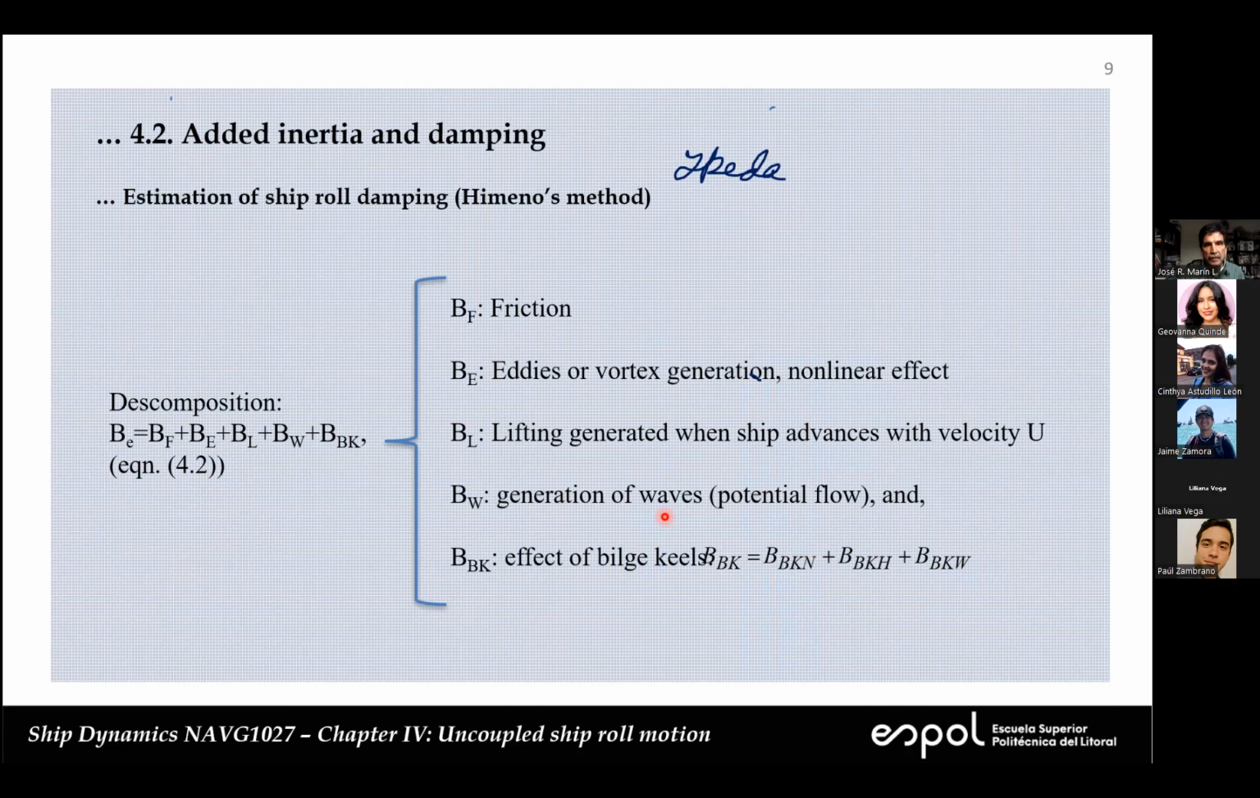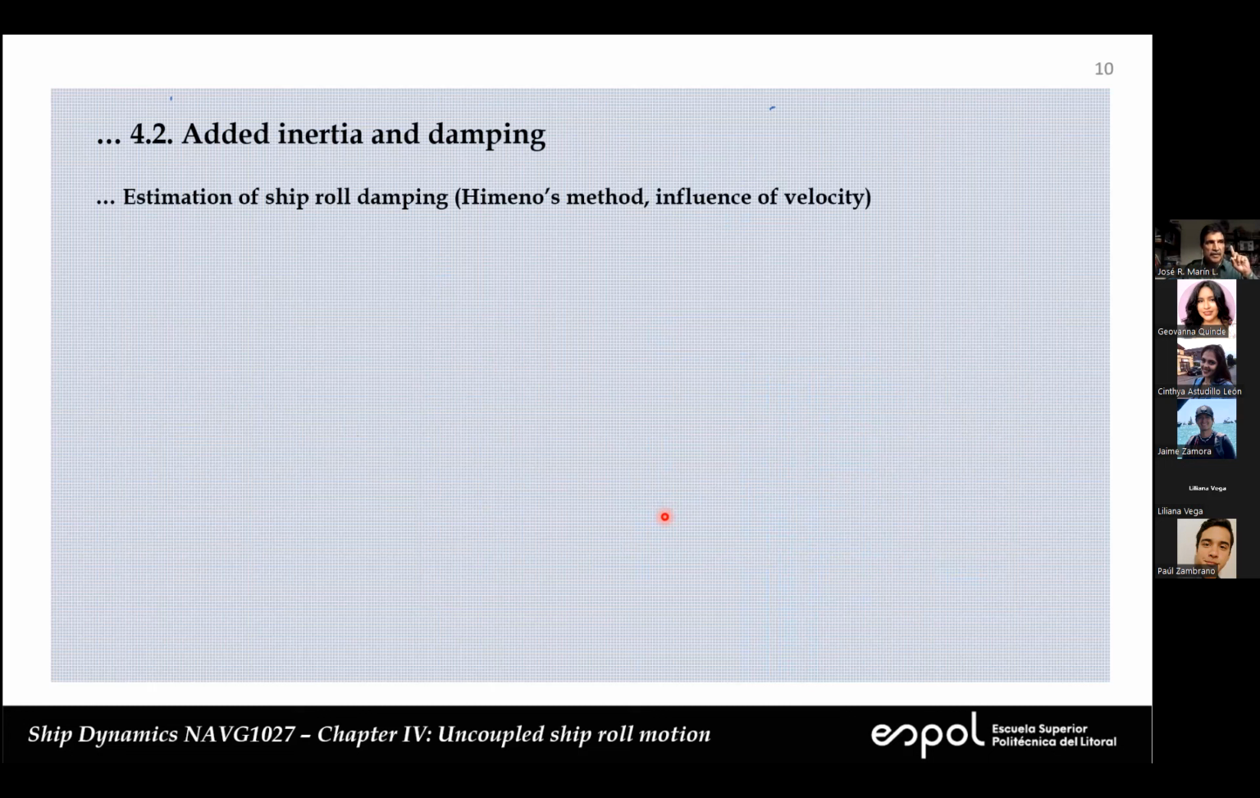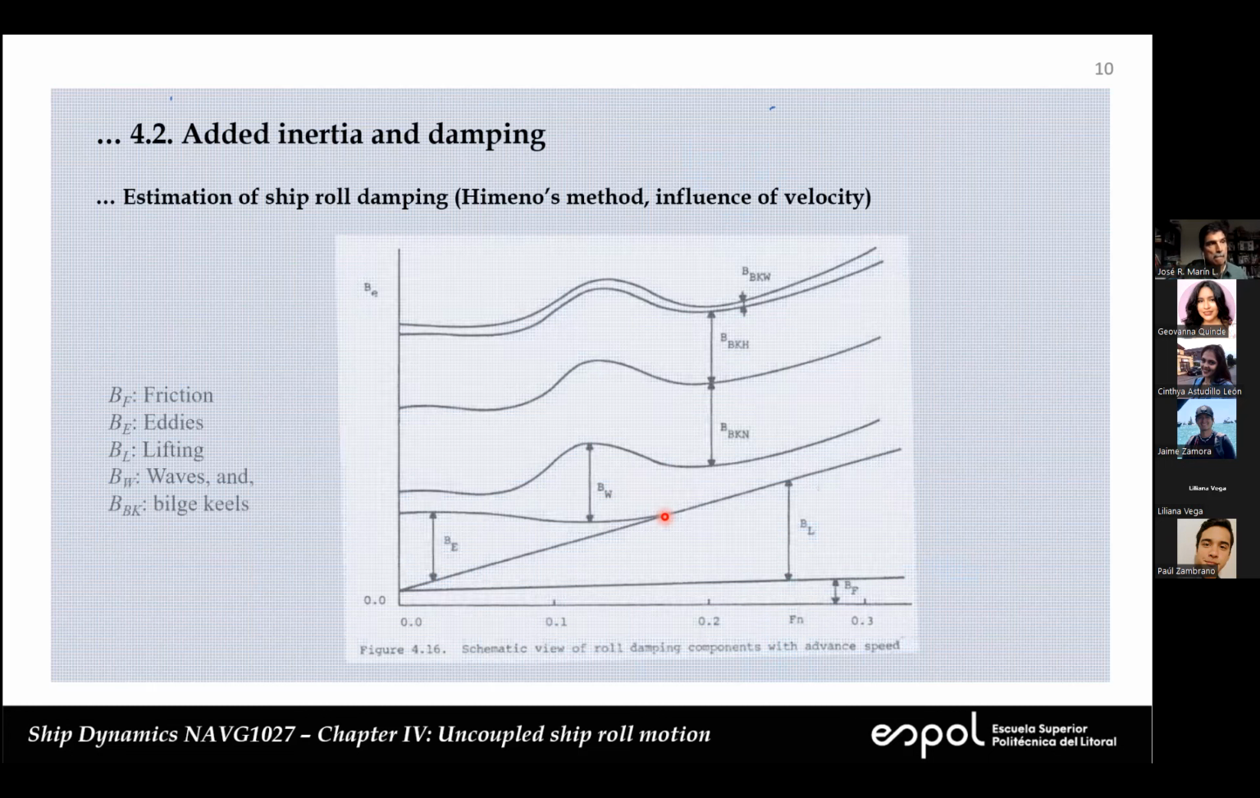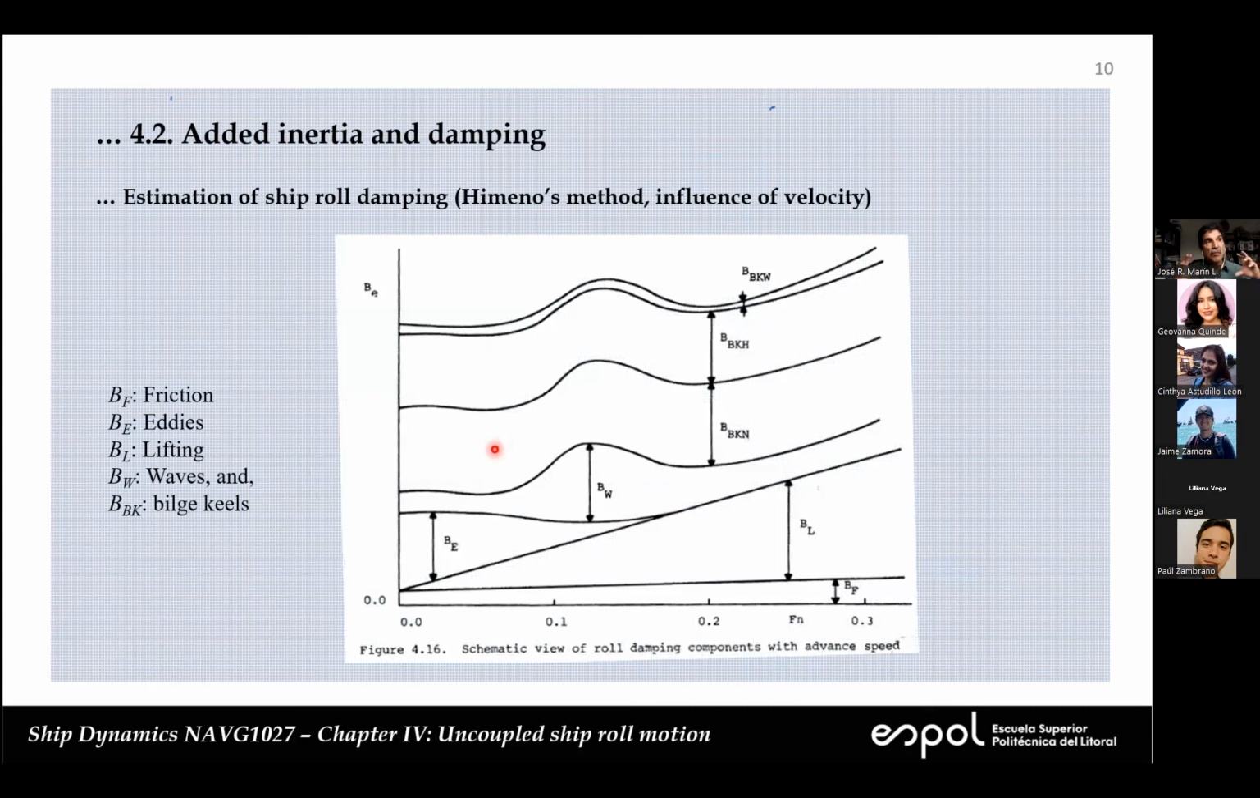calculations from Professor Imen. First, something very important in roll motion is that when the ship advances with velocity, the damping coefficient increases dramatically. You see these results here. These are just formulations. If you apply the formulation from Imeno, here we have the influence of the velocity. Here you see this is the Froude number.